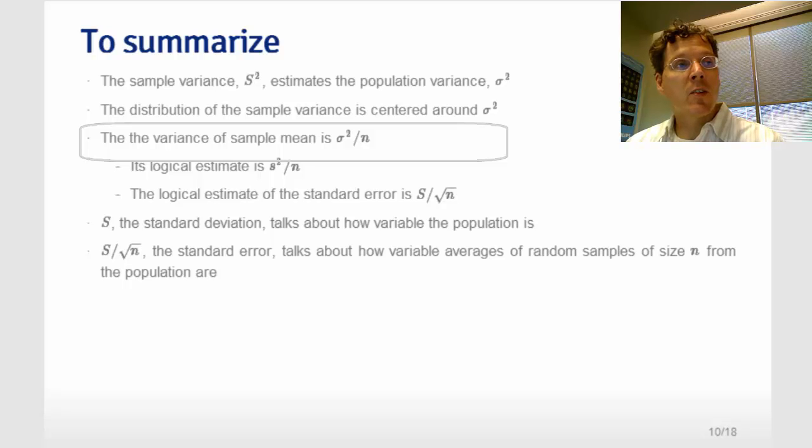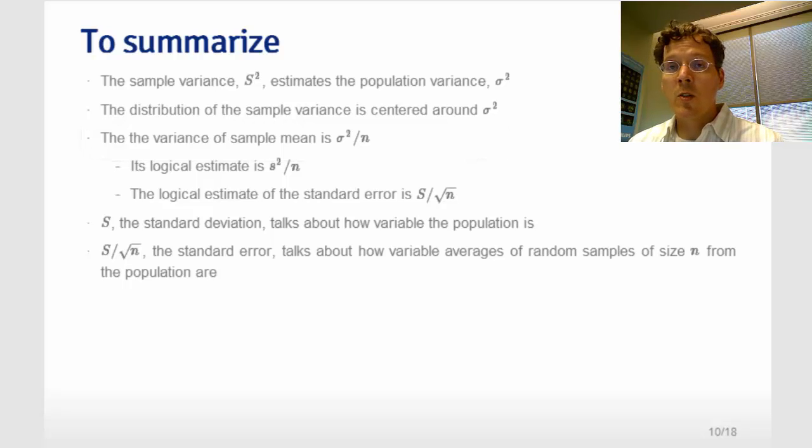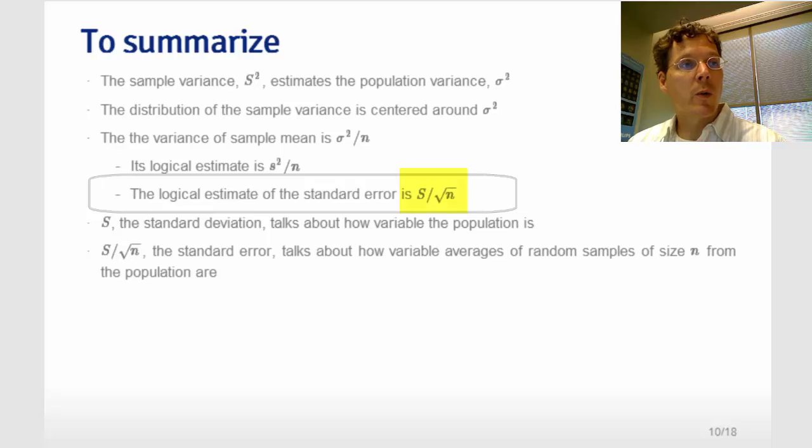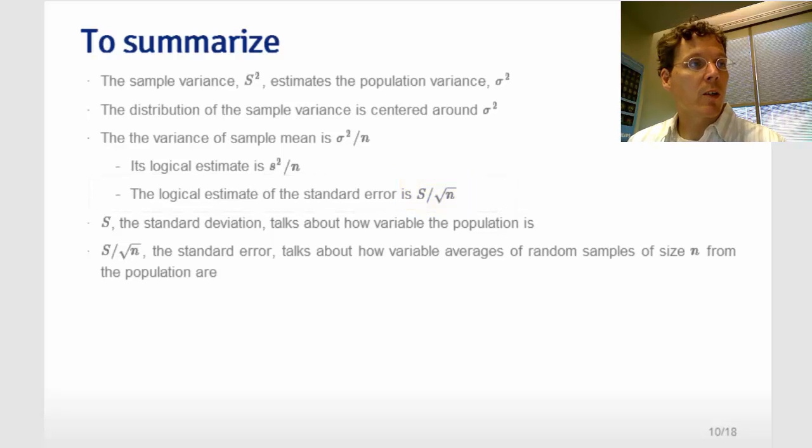Now, in a given data set, we don't have repeated sample means to estimate this, but we do have repeated draws from the original population in order to estimate sigma squared. So the logical estimate of the sample variance of the mean is s squared over n, and thus the logical estimate of the standard error is s over square root n. This quantity, s over square root n, is so important it's given its own name: the standard error of the mean, or the sample standard error of the mean.